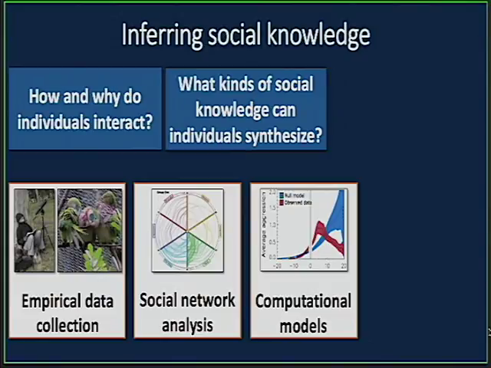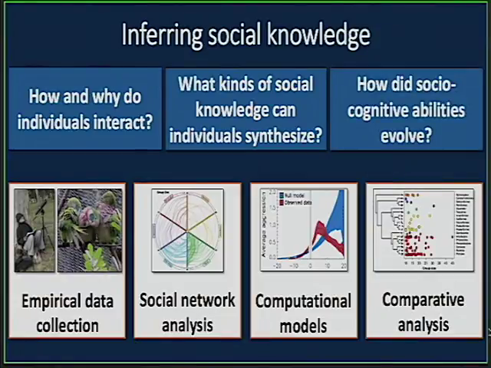Then I also ask, at a larger level, what kinds of social knowledge can individuals potentially synthesize from these patterns of interactions? So here I use computational models to try to piece apart where we see these deviations of behaviors that are deviating from basic rules in the social system that may be indicative of social strategies that are based on this knowledge. Finally, I use comparative analyses across multiple species to understand better how these sociocognitive abilities evolved.